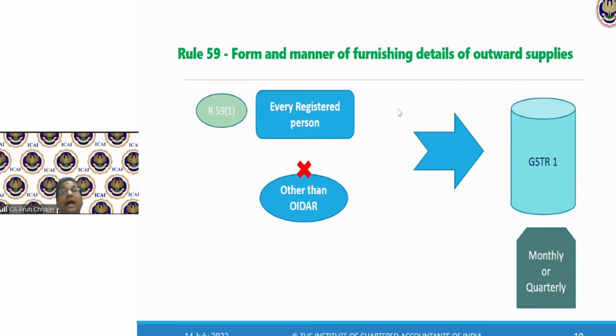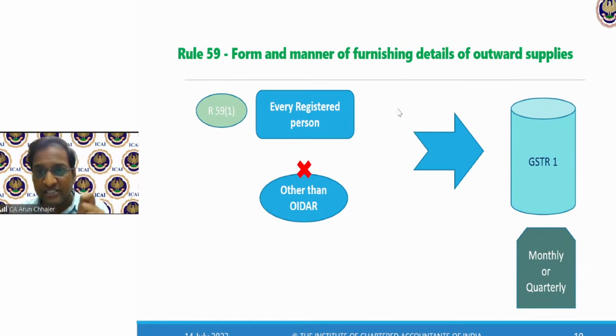GSTR 3B and GSTR 1 either on monthly or quarterly. We are talking about, suppose he has opted QRMP, then he will file the GSTR 1 and GSTR 3B only after the end of the quarter. Right now, suppose I have opted QRMP, then I will file the GSTR 3B and the GSTR 1 only after the end of the quarter.